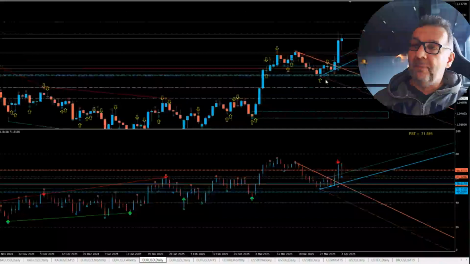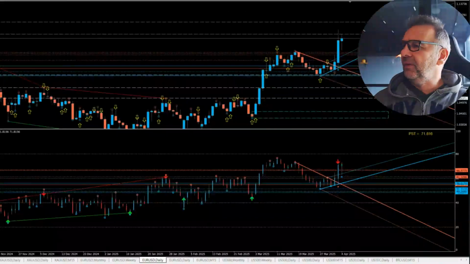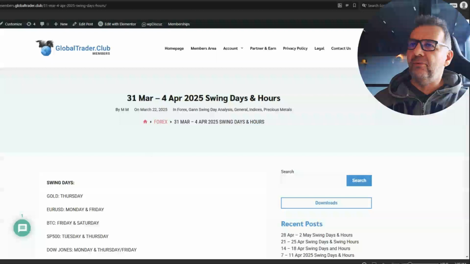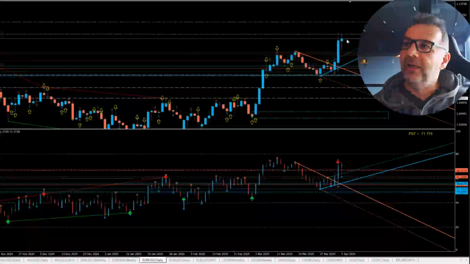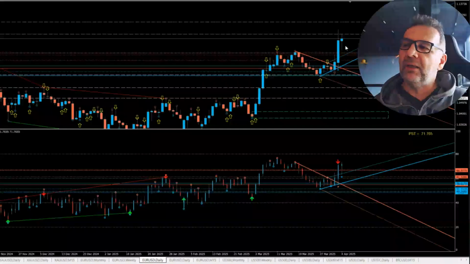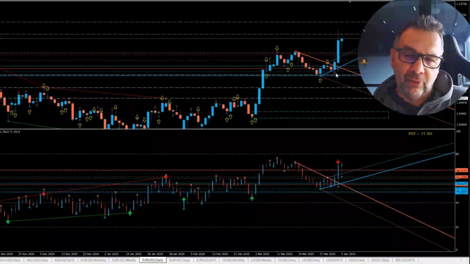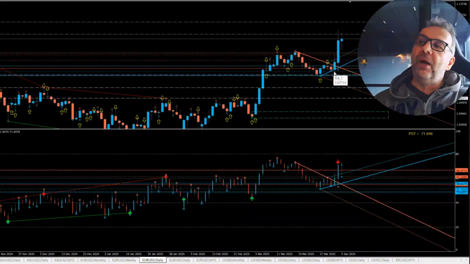For example, we had, I think it was Monday, right? Euro dollar swing day was Monday. Yeah, we got Monday and Friday for the euro dollar. This was a target I put up ages ago. Okay, so we're expecting the market to come up here. Now look, Monday, market sells off all the way into Wednesday. I didn't have a swing day for Wednesday, but on Wednesday, the market did go up.